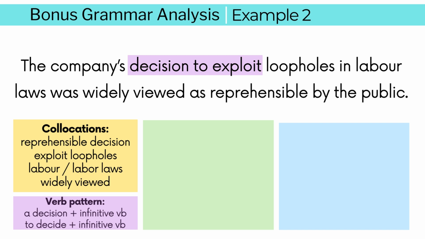Now let's quickly look at verb patterns. So when you have a decision, it is always followed by an infinitive. A decision to do something, a decision to exploit. This is also true for decide. So I decided to do something. The company decided to exploit.